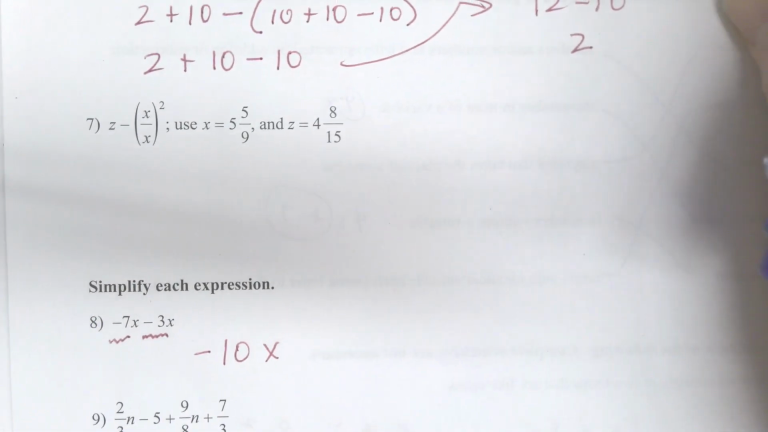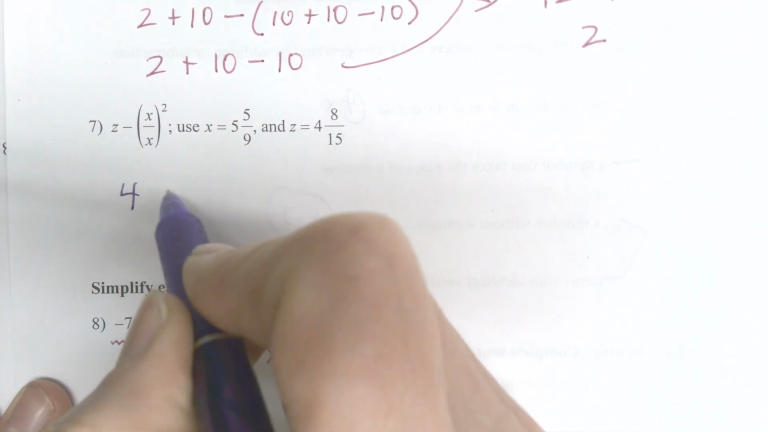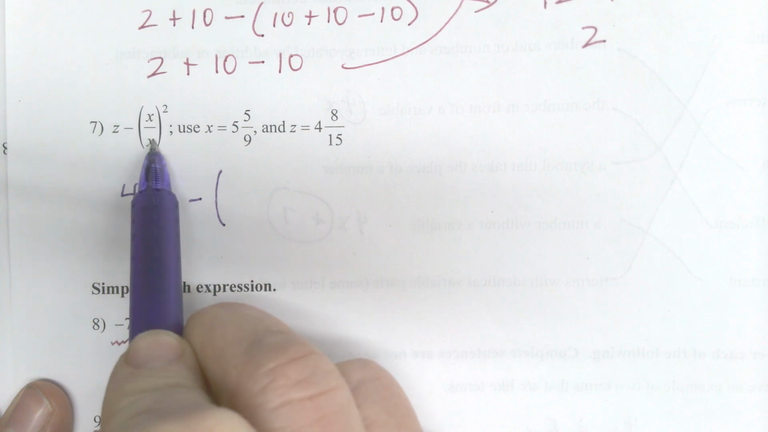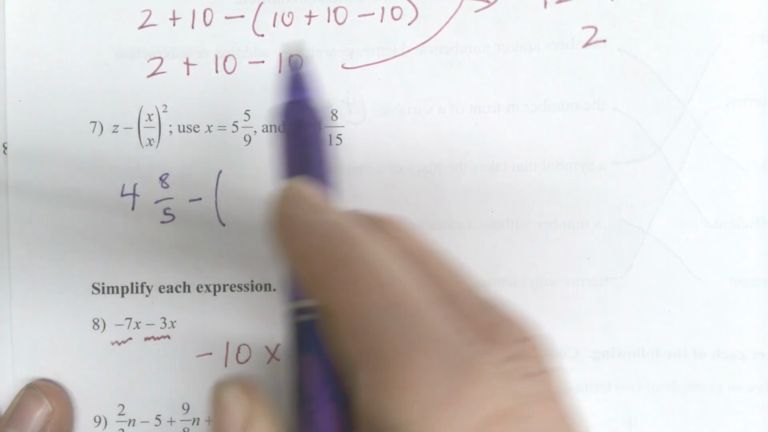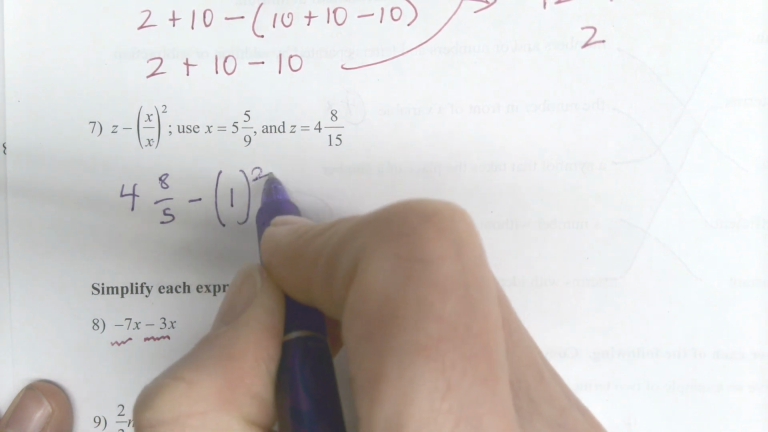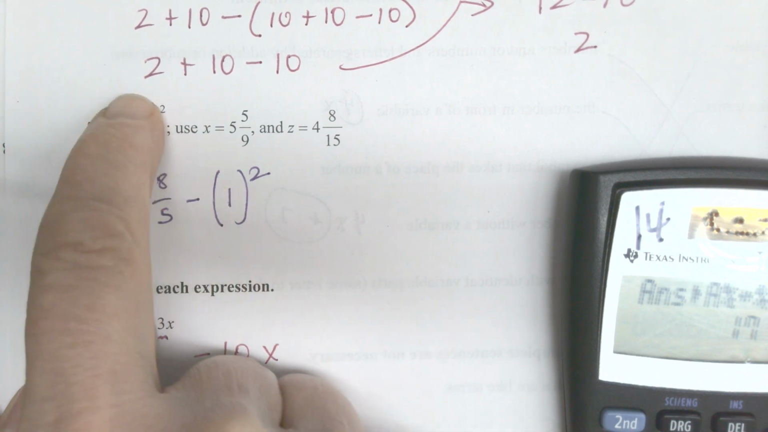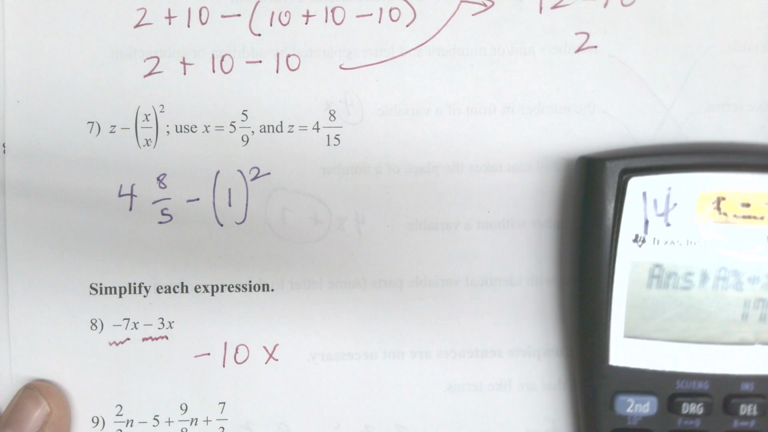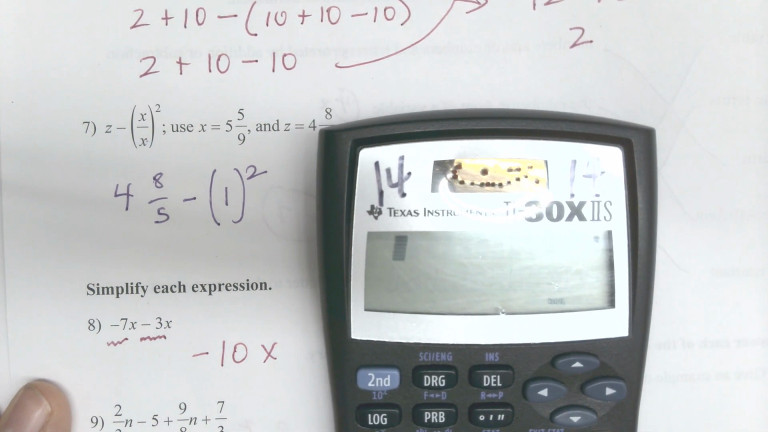Moving right along, more simplifying. Again, when I'm doing the order of operations, 4 and 8/15 minus, I would do x over x. Well, this one's kind of a nice one because anything over itself is going to be 1 squared, so I don't really have to go any further than that. But if I had to plug it in my calculator, I would just put 5 5/9 over 5 5/9 and then get that answer and square it. Parentheses sometimes get a little tricky, so be careful with stuff like that.